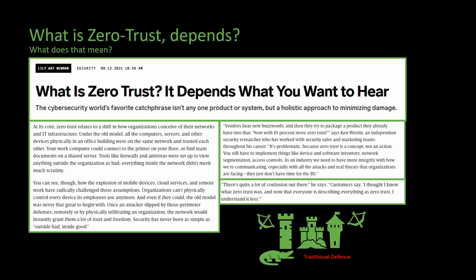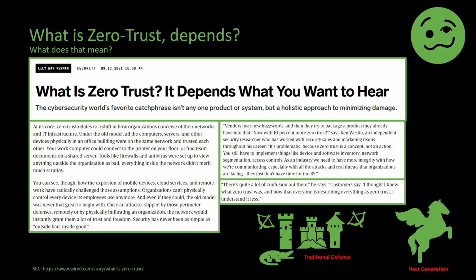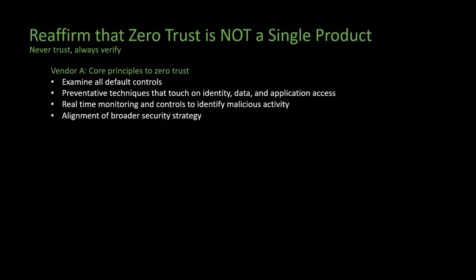And then vendors. Vendors have seen the opportunity here with the term zero trust. And now they're marketing their products, get 10% more zero trust. Or if you buy our product, you get zero trust. And this has led to confusion. We all know that zero trust is not a product, but we've seen it marketed as such.